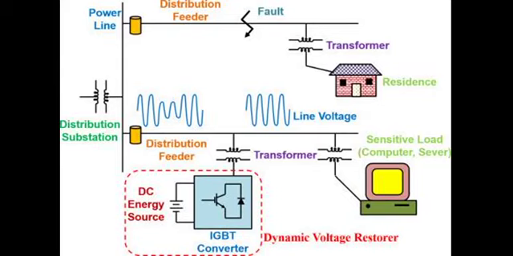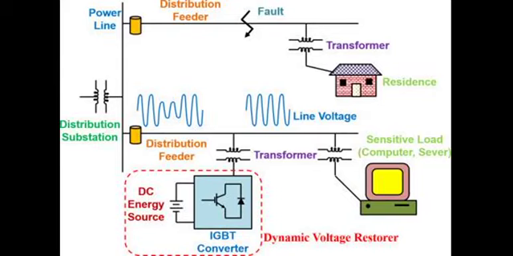Benefits of distribution voltage regulators include improved voltage quality. DVRs ensure that the voltage supplied to consumers remains within specified limits, preventing equipment damage and maintaining efficient operation of electrical devices. Energy savings. By maintaining voltage levels within an optimal range, DVRs can help reduce energy losses in the distribution system.